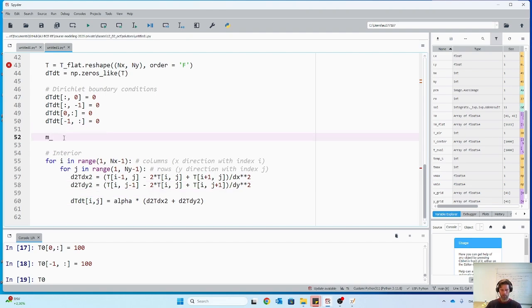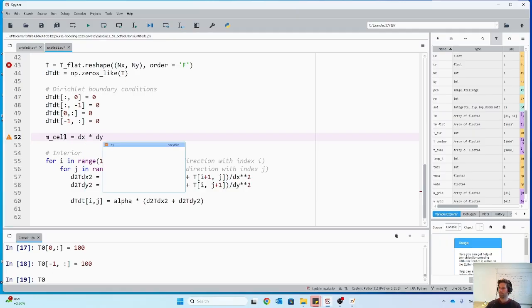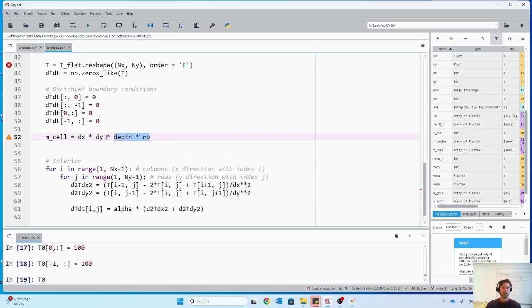So first we have to calculate the mass of a cell. The mass of a cell would be dx times dy times the depth. This is where the depth enters, times the density. So this is the mass of the cell, and that is important because the whole cell is giving away energy, and we need to calculate this correctly to get the correct loss of heat.